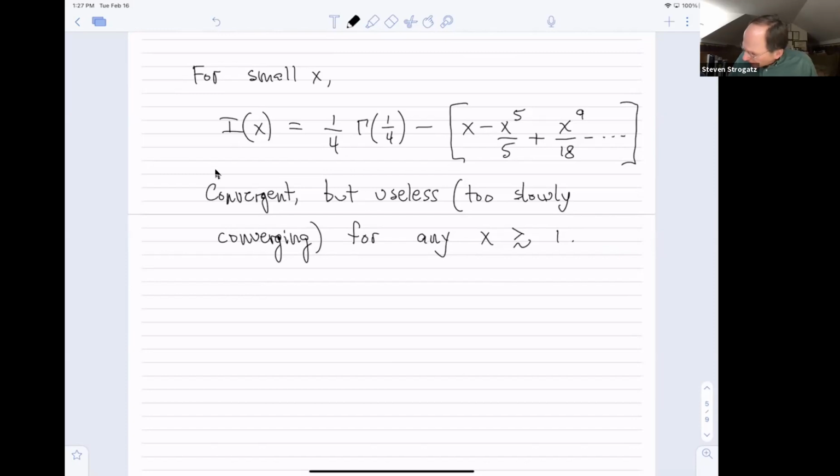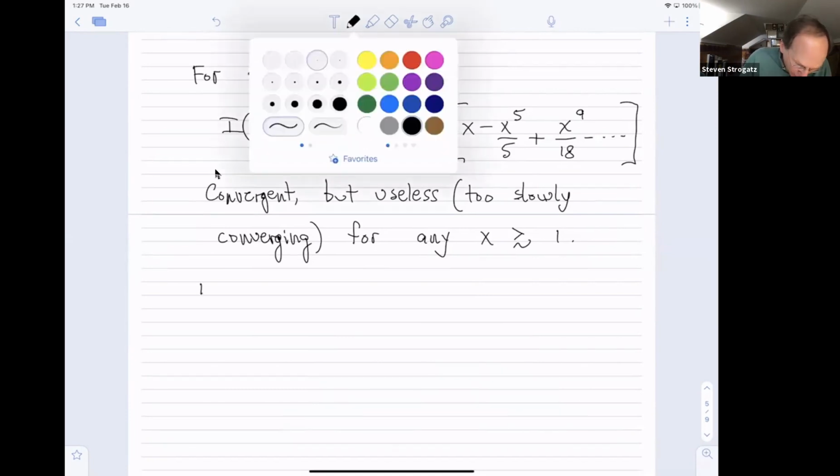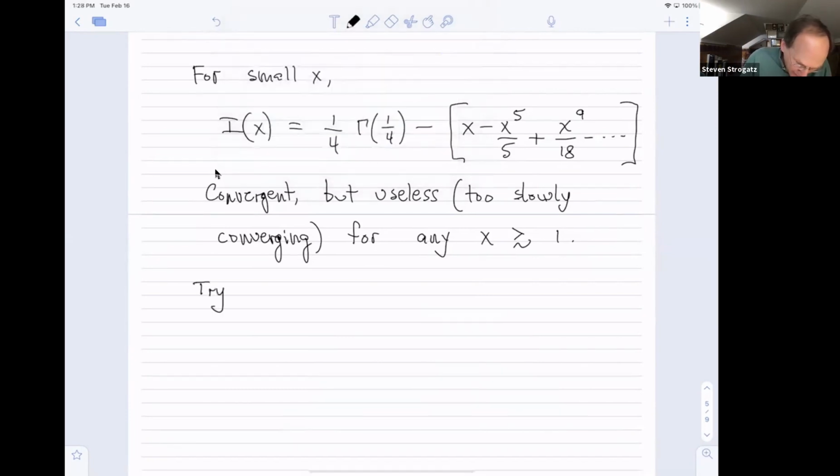Okay, now let's compare this to, I mean, I don't want to completely undersell this series. This series works fine for small x, say less than 1, but anything that's too much larger than 1, it's going to be terrible. So like I say, try x equals 10 yourself if you want to see.